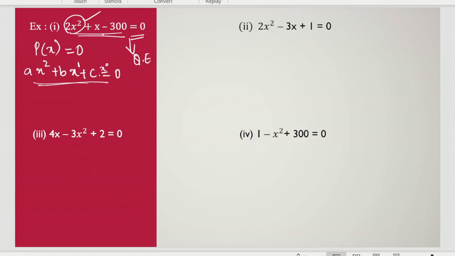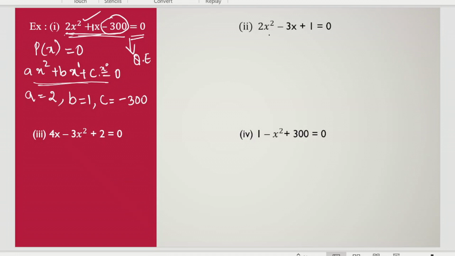When you compare this equation with the general form, you will get a is equals to 2, the coefficient of x square. B is equals to 1, when you do not have anything written, it is 1. And c is equals to the whole constant term, which is minus 300.